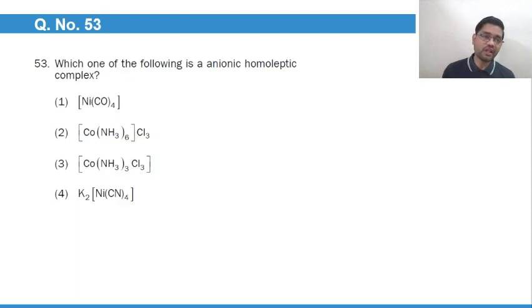Question 53. Which one of the following is homoleptic anionic? Anionic means negative charge. Homo means same, and leptic means ligand. So anionic, same ligand. Okay, so these are neutral ligand, neutral ligand, neutral ligand, and cyanide is anionic, and all are the same. So we'll go with option number 4. That is the right answer.